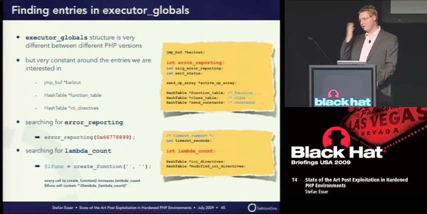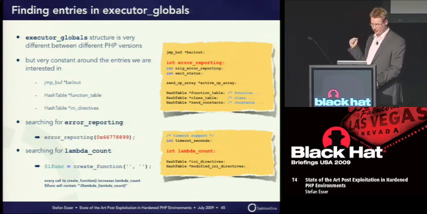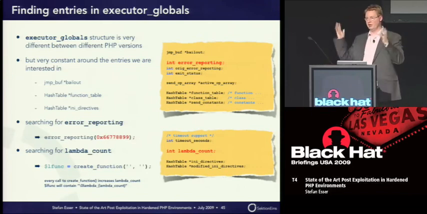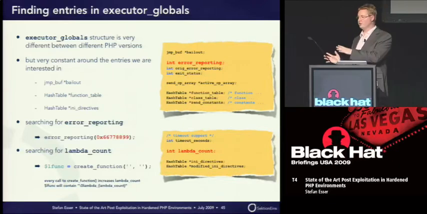So the next problem is how can we find the actual entries we are interested in these executor globals. I already told you the structure is completely different in every PHP version, but the good thing is the actual elements we are interested in, they are always surrounded by the same elements in all the PHP versions. For example, the function table is always at the same offset from, well, depending on the alignment and the size of integers and so on, but it's always at the same position away from the error reporting setting.